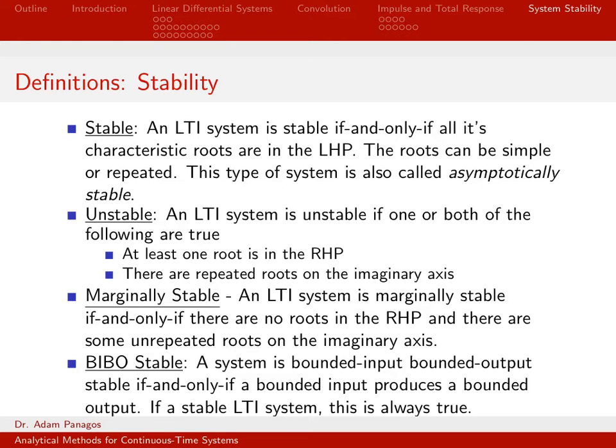Marginally stable systems have their roots on the imaginary axis, but they're not repeated. So no roots in the right-hand plane. If there were, we'd be unstable. We can have some roots on the imaginary axis, but these roots are not repeated. And then finally, we've talked about this concept of BIBO stable before. BIBO stable means if I have a bounded input, I always have a bounded output. If I'm stable, meaning all my roots are in the left-hand plane, that means I am also BIBO stable. So given that I'm stable, I'm also BIBO stable. Those are kind of one and the same for us.